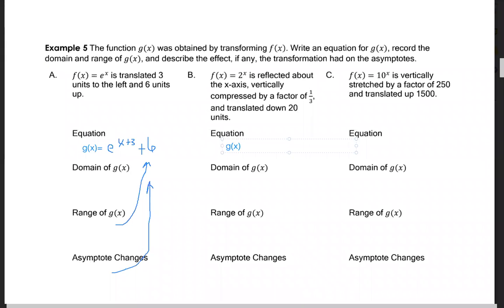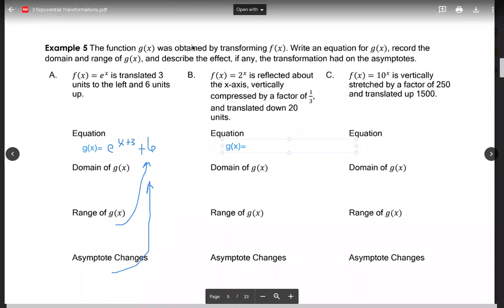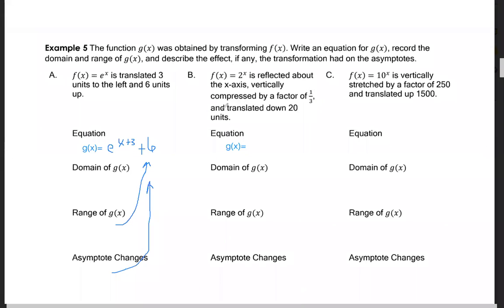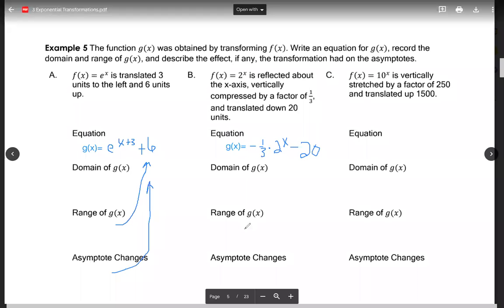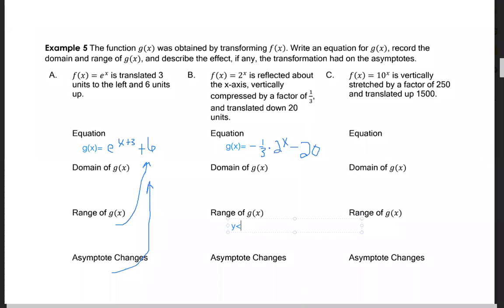Next one. G of x is equal to, well, let's read this one, okay? Is reflected about the x-axis. So again, that's going to be a negative, okay? The equation will be negative. Vertically compressed by a factor of 1/3, translated down 20 units. So again, it'd be negative, okay, 1/3 here, multiplied by their base, which is 2 to the x. And again, this is down 20, so this is going to be a big minus 20. These two things, well, the negative does this time. Okay, again, I'll help you out on this one because this one is kind of confusing. All right, but now it's going to be y. Again, since it's that way, it's less than negative 20.